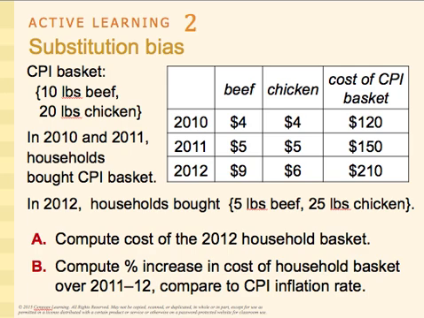Now the cost of the CPI basket is $120, $150, and $210. So the cost of the basket is going up each year. Now, in 2012, households bought 5 pounds of beef and 25 pounds of chicken. Why? Well, beef got pretty expensive. So they went down from 10 pounds to 5 pounds and added that other 5 pounds to chicken. It's more affordable. Let's do two things. A, let's compute the cost of the 2012 household basket, and then B, let's compute the percentage increase in the cost of the household basket over 2011 to 2012 and compare the CPI inflation rate.